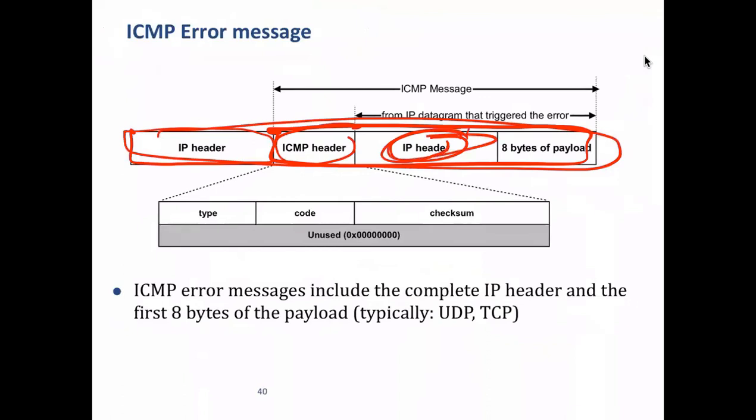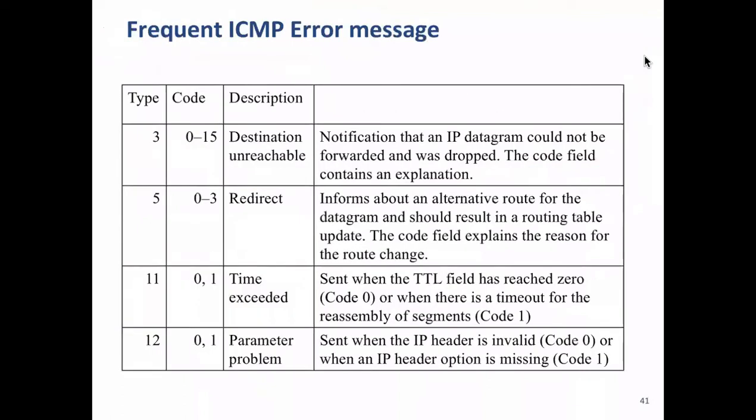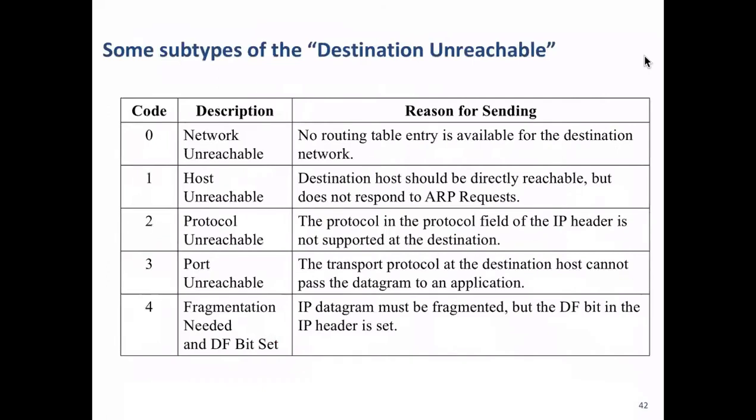So don't worry about it. And these are the different codes. Like type 3 code 0 is for destination unreachable, or type 11 code 0 is time exceeded. So this range is for different kinds of cases, sub cases. All right, so you can see all this.